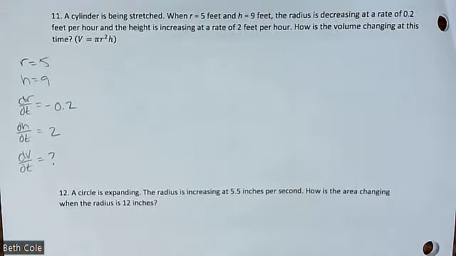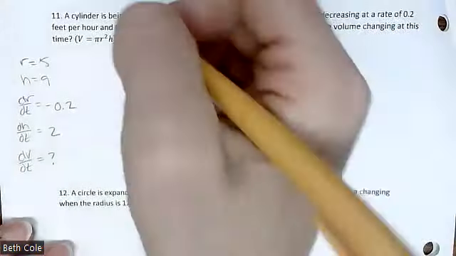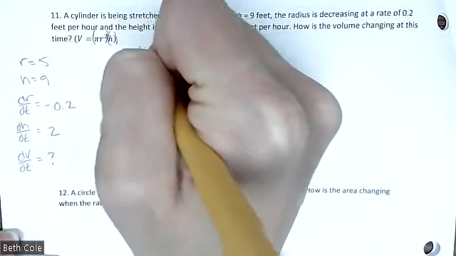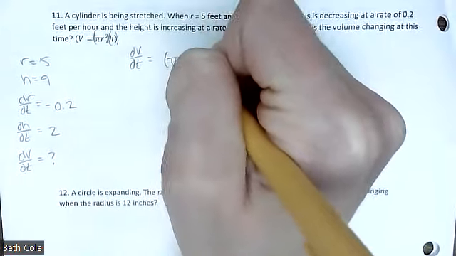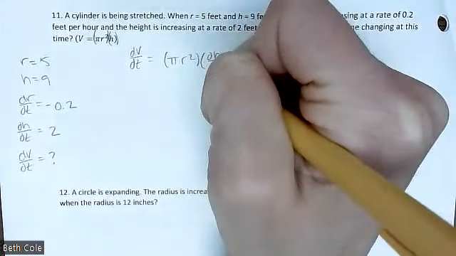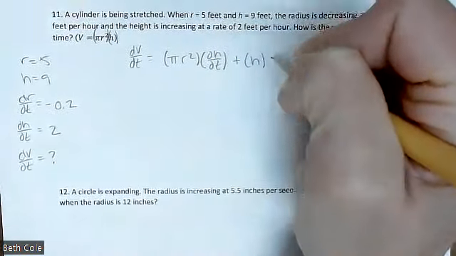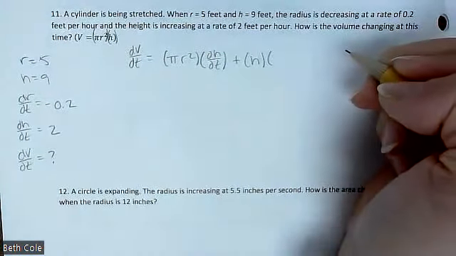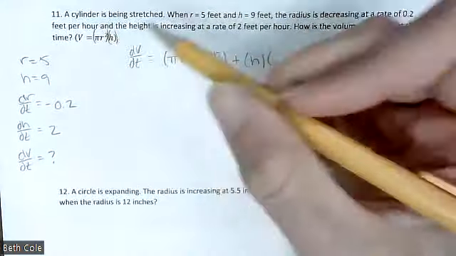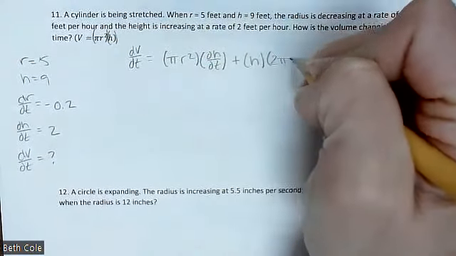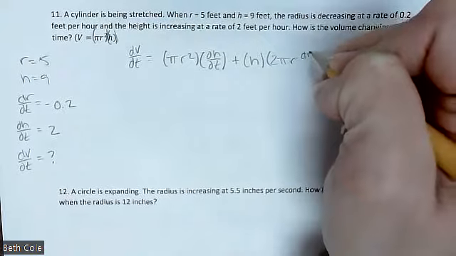What is the first thing? Good, pi r squared is the first thing, H is the second thing. So do your product rule. It'll be pi r squared times dH dt plus H times what? What would be your derivative for the pi r squared? 2 pi r dr. Perfect.